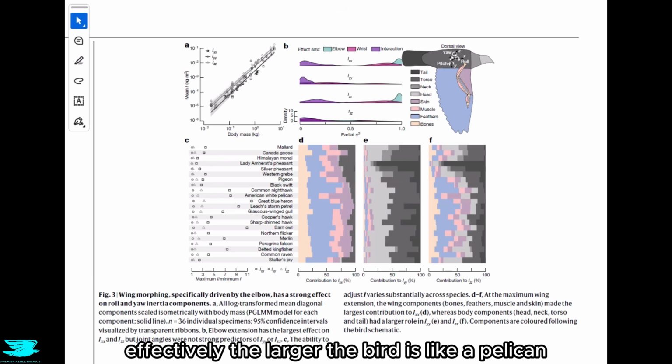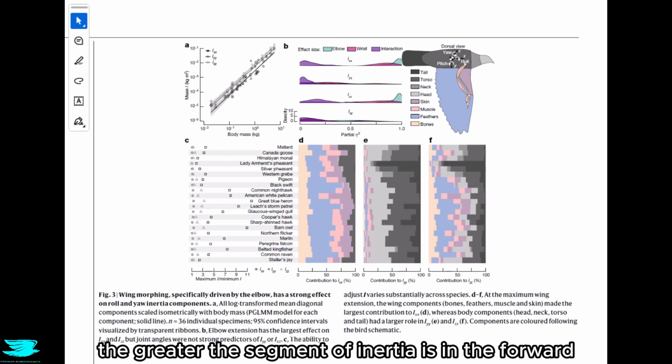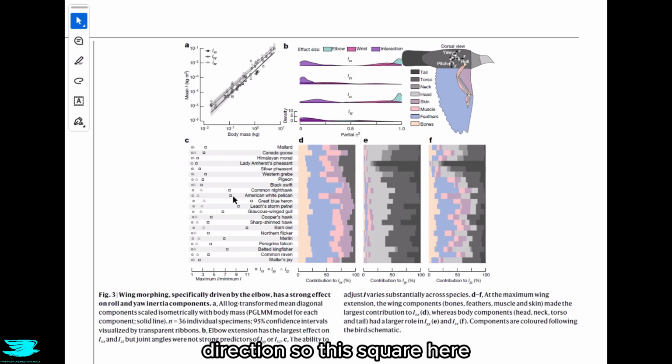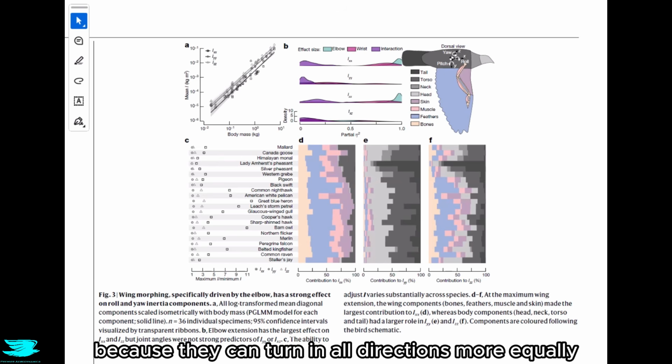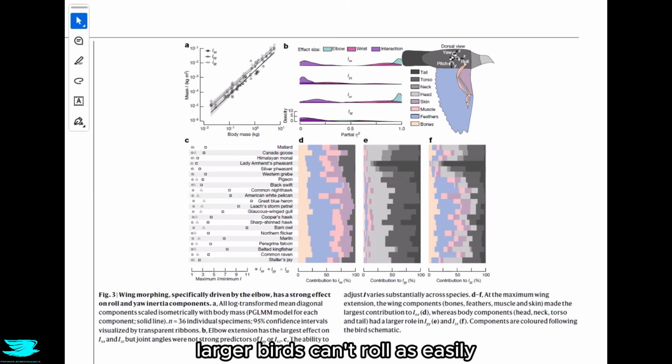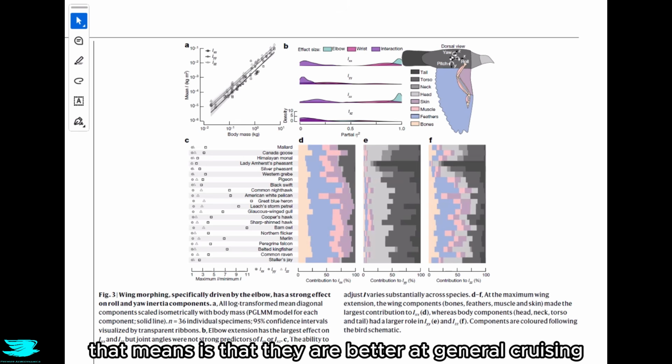Now, if we look at the general trend that stands out here, effectively the larger the bird is, like a pelican, the greater the second moment of inertia is in the forwards direction, so this square here. In other words, smaller birds are more agile because they can turn in all directions more equally. Larger birds can't roll as easily and can't yaw as easily either.